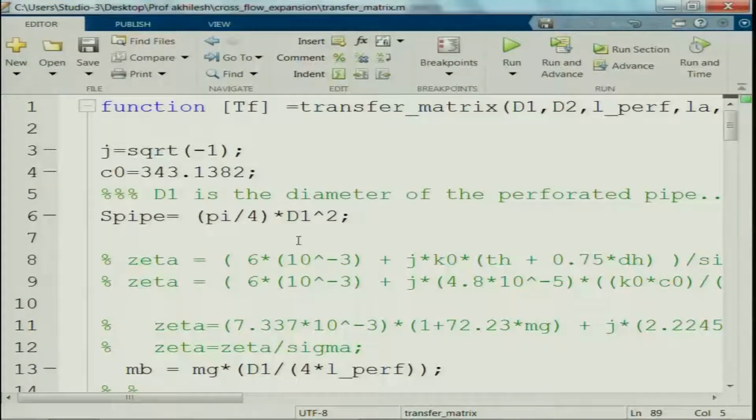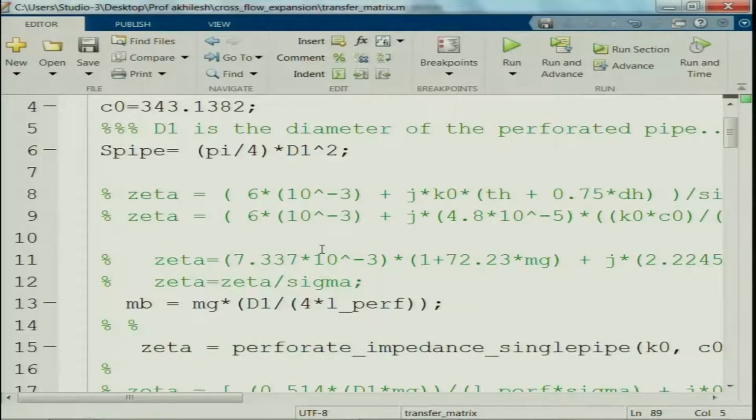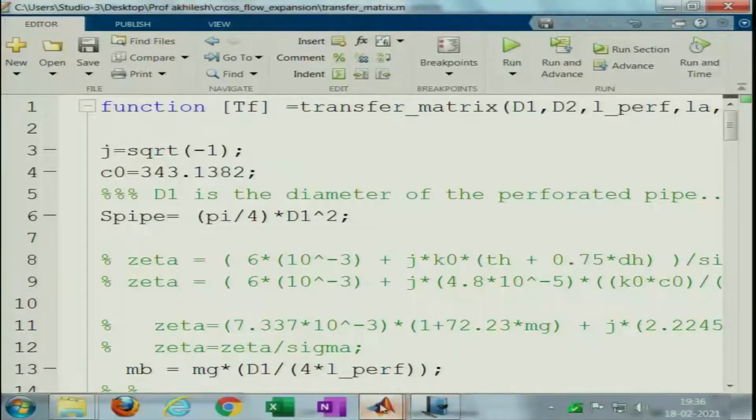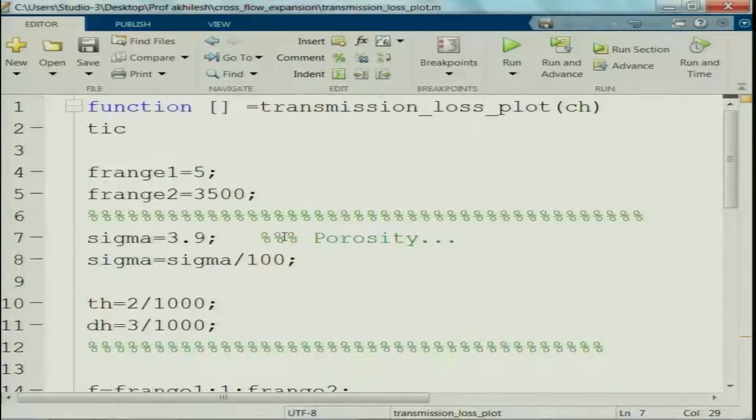Let us generate some curves for some configurations and particularly demonstrate the effect of mean flow or fully perforated muffler. So, just by setting this we can do a lot of things. So, let me run a few examples.